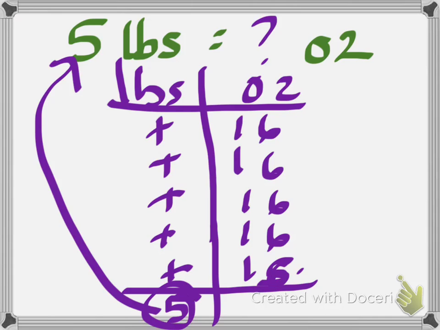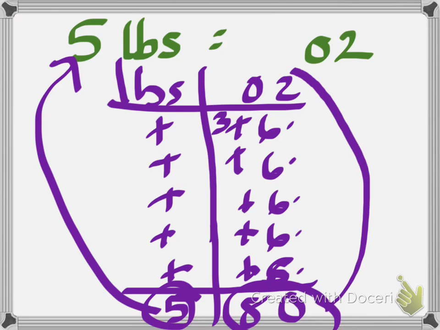We have 1, 2, 3, 4, 5 sixes. 5 groups of 6 is 30. We carry the 3, drop the 0. Then we have 3, 4, 5, 6, 7, 8. So the answer to our problem is 5 pounds equal 80 ounces. Do you see how simple that is?